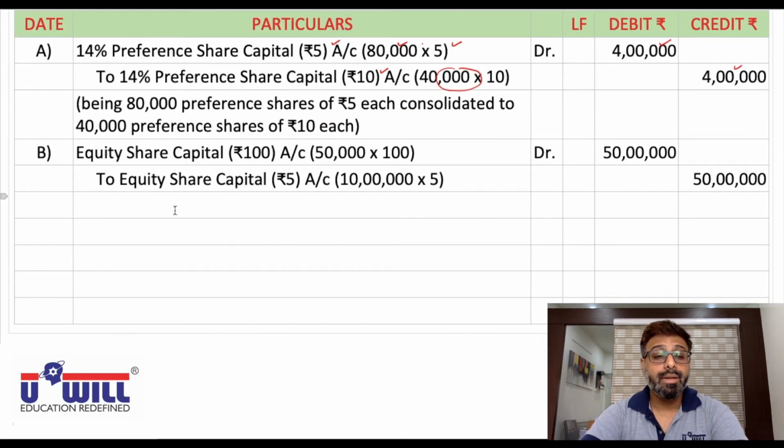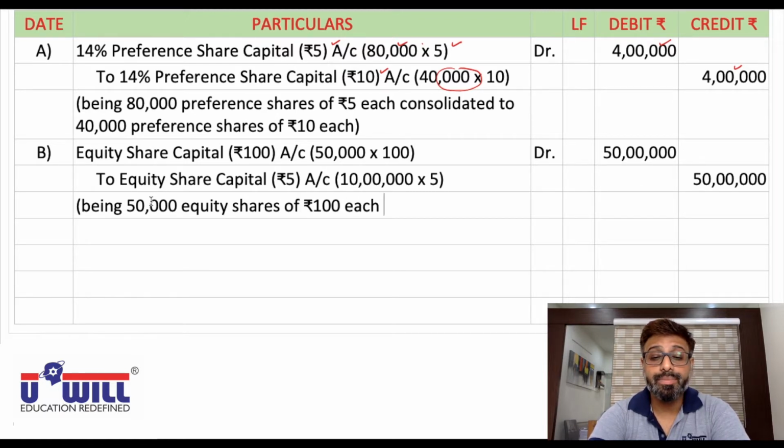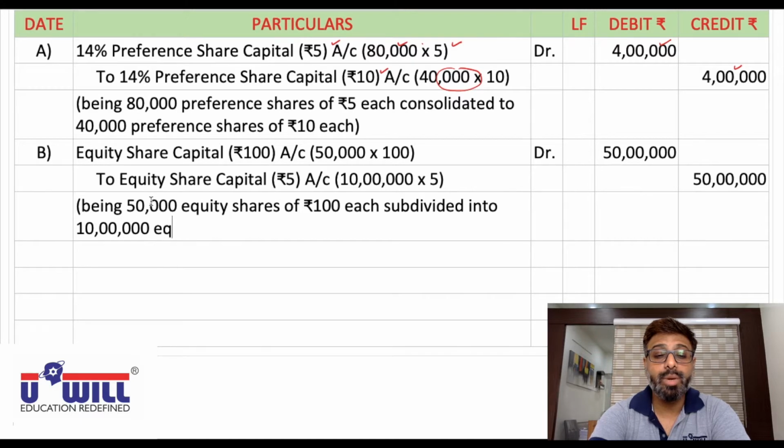Being 50,000 equity shares of rupees 100 each subdivided, okay, here they are subdivided into 10 lakh equity shares of rupees 5 each.